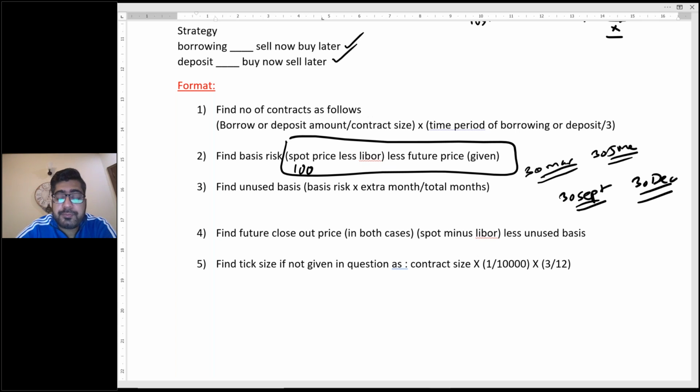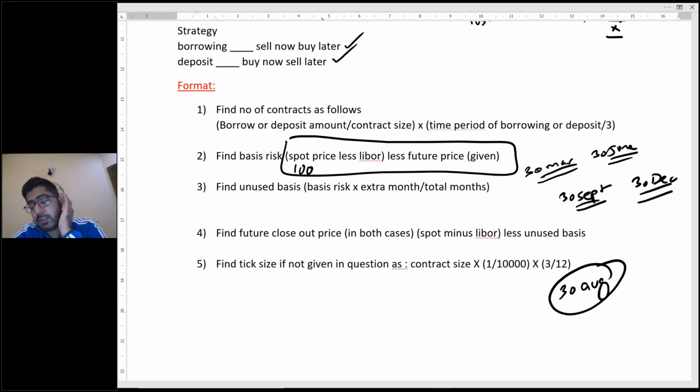Let's suppose you needed to borrow or deposit on 30th August. There's absolutely no future available for 30th August. It's only for 30th March, 30th June, 30th September, 30th December. So if you need to borrow or deposit on 30th August, there is no future available for it. You will need to get a future for 30th September. Did you take any extra months? Yes, you took 1 extra month. That's the unused basis, the extra basis.